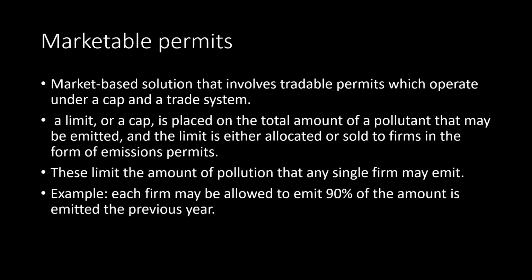So when we look at marketable permits, the market-based solution that involves tradable permits, which operate under a cap and trade system. A limit, or a cap, is placed on the total amount of pollutant that may be emitted, and the limit is either allocated or sold to farms in the form of emission permits. This limits the amount of pollution that any single farm may emit. For example, each farm may be allowed to emit 90% of the amount emitted in previous years.